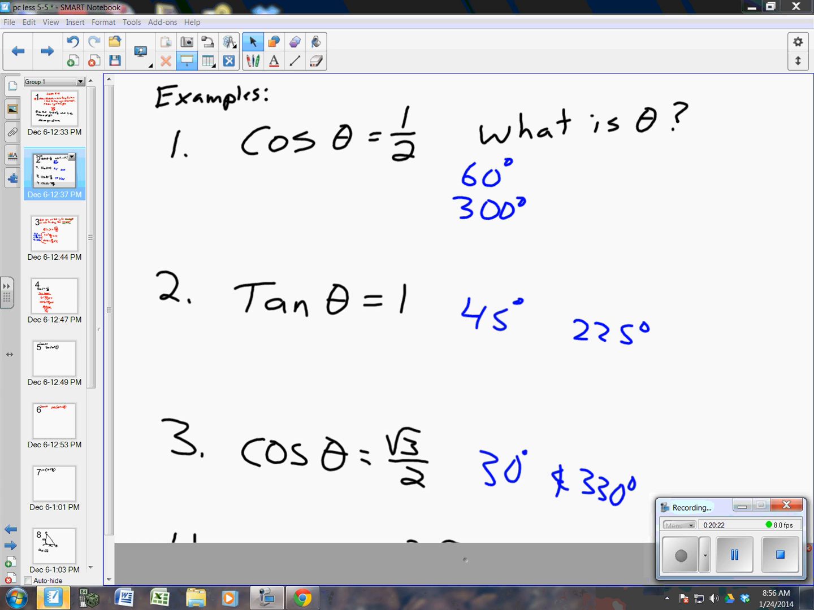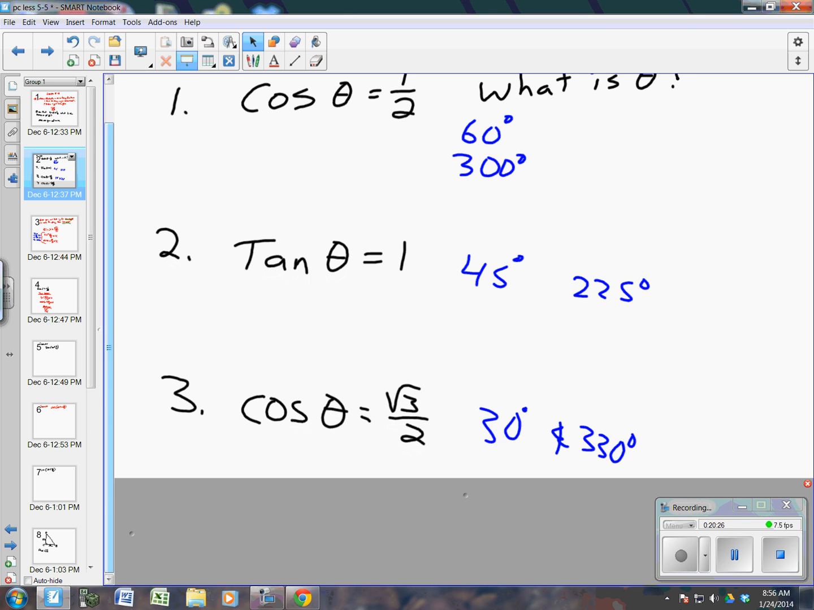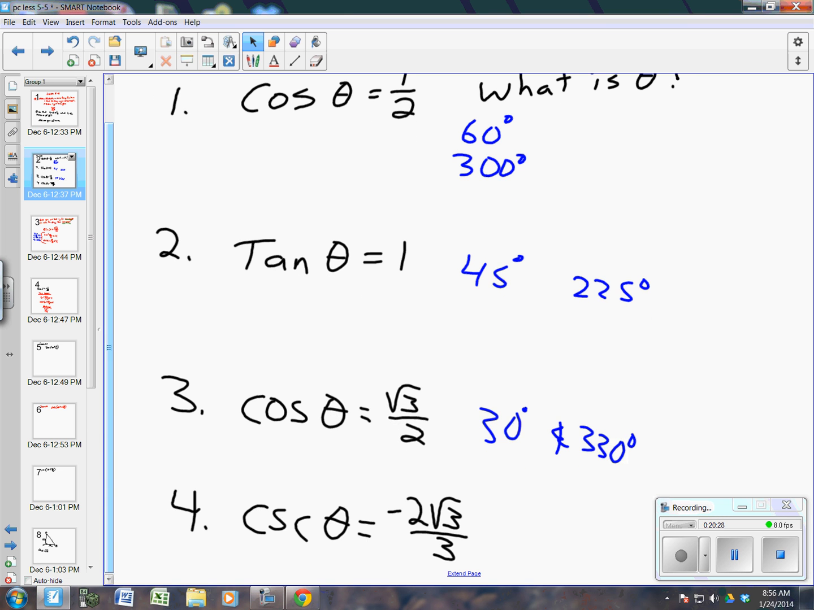All right, I just need to write that down for whoever else is watching this. Okay, next one. Last one. Cosecant of theta equals negative 2 root 3 over 3. I want to see who can get this one.